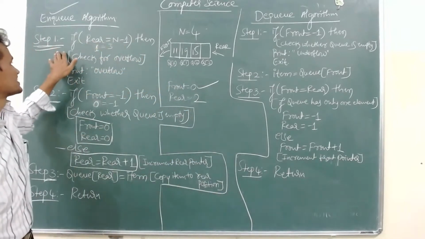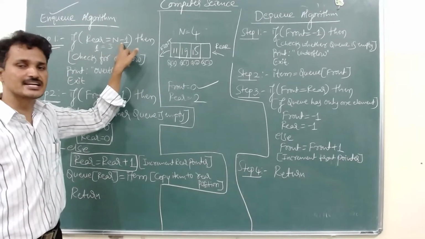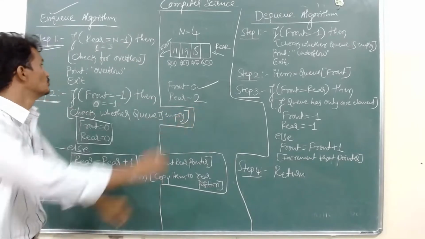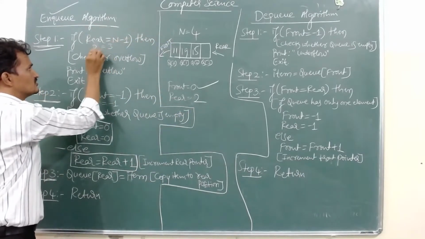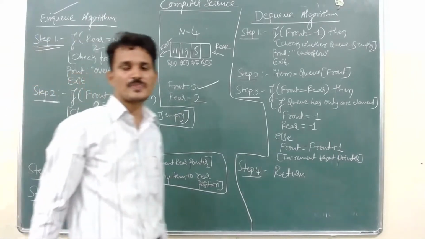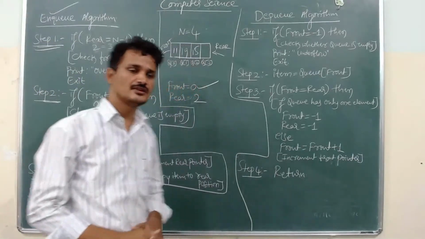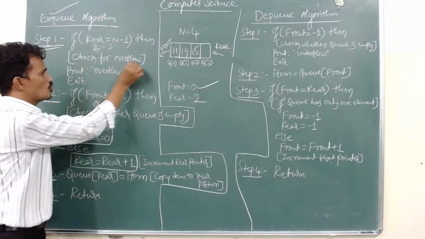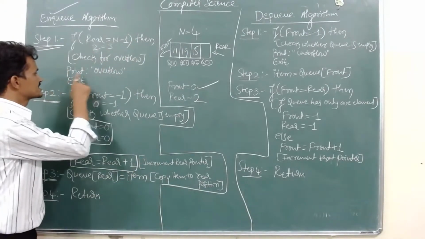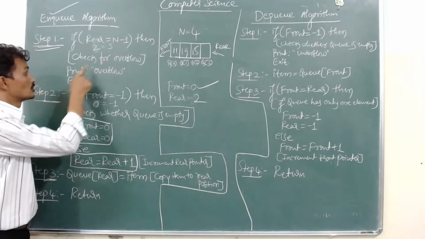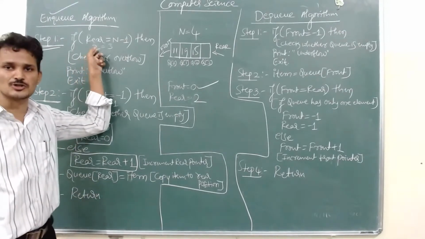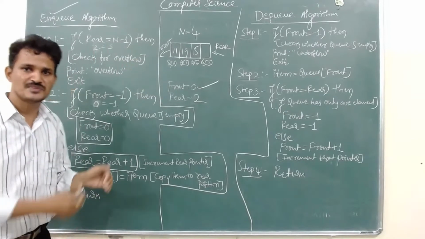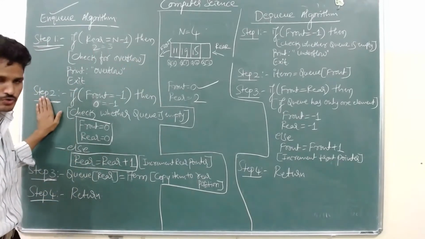Now, step 1, if rear is equal to n minus 1, what is the value of rear? 2. Is 2 equal to n minus 1? N is 4. 4 minus 1 is 3. Is 2 equal to 3? Condition is false, right? Check for overflow, then print overflow. Sorry, these two statements will not be executed because the condition is false. It comes out and executes step 2.